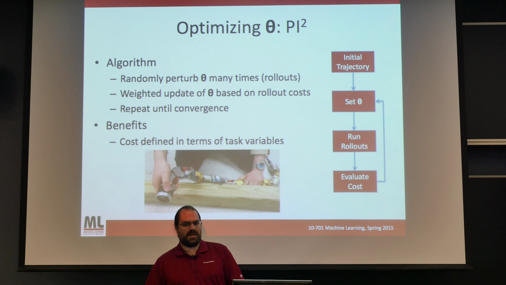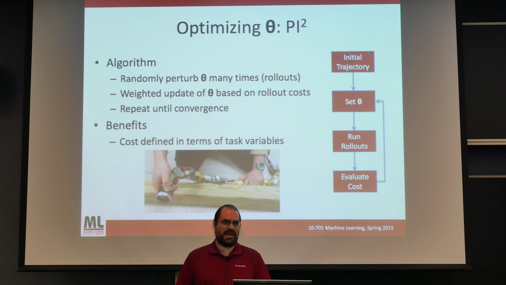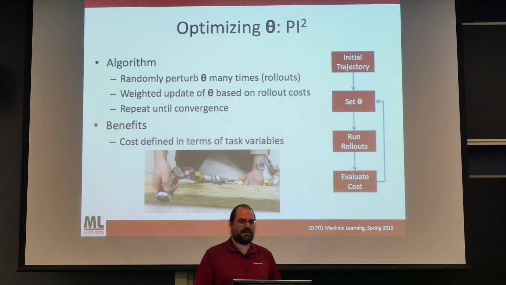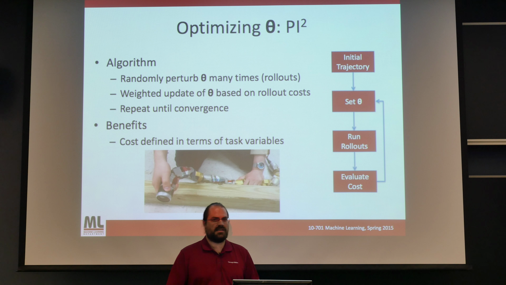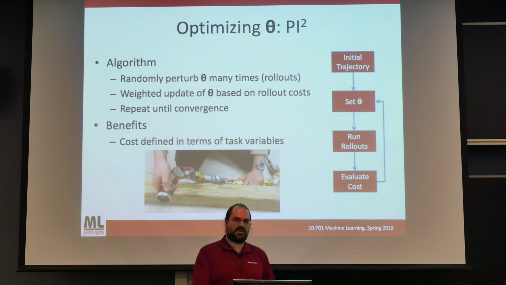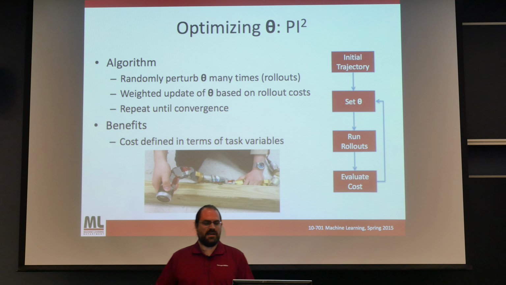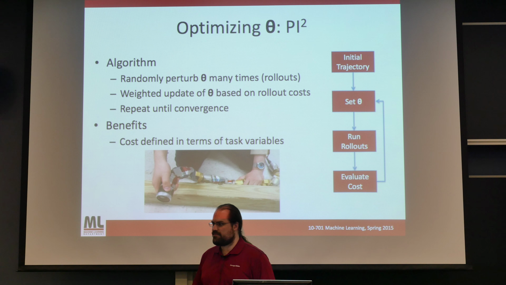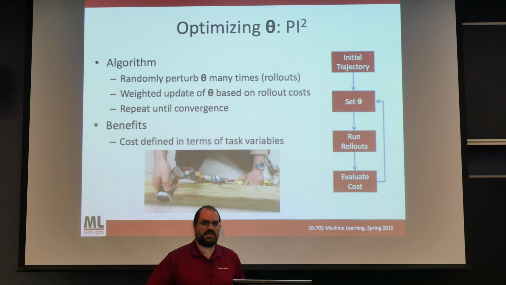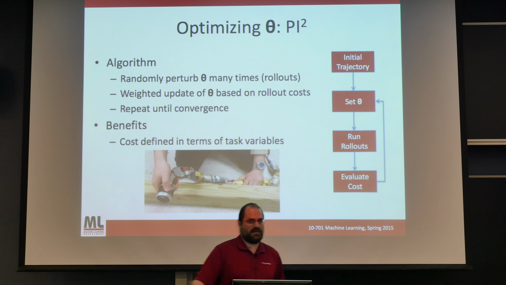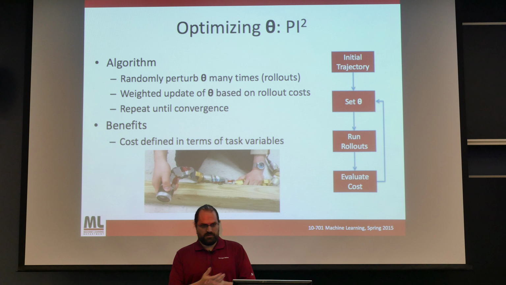To do the actual optimization, we decided to use what's known as policy improvement with path integrals, or pi squared. This is a technique that was designed specifically to work well for DMPs. The way pi squared works is it will randomly perturb your parameters many times. You do many different rollouts. And from those rollouts, you evaluate a cost function and do a weighted update of your parameters based on those rollout costs. You continue to do this until you get convergence. And from there, you perform one final rollout and go, all right, here's your final trajectory.